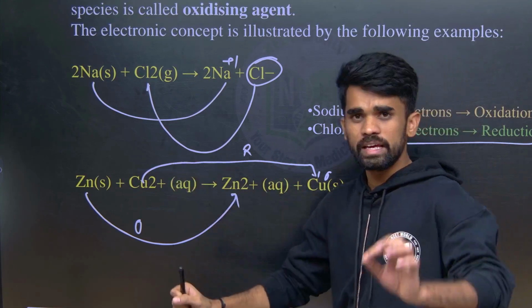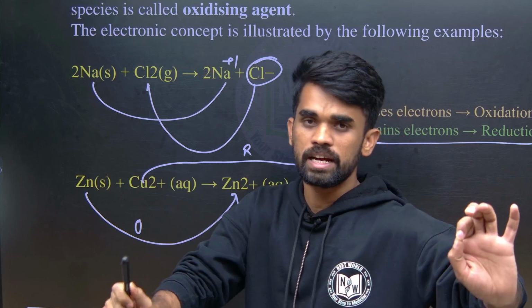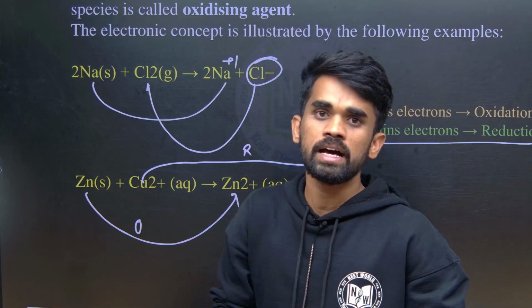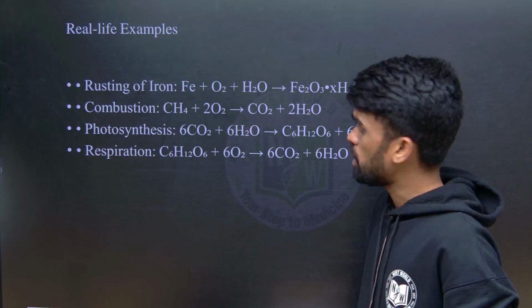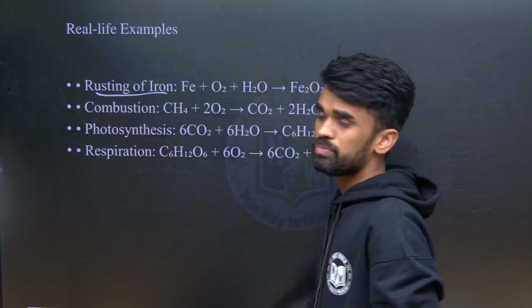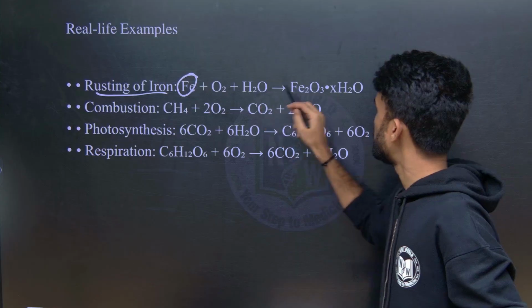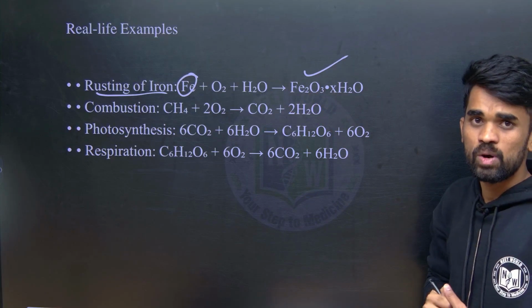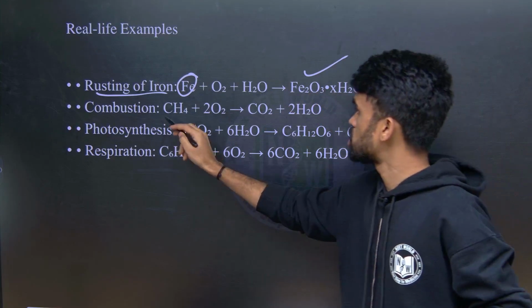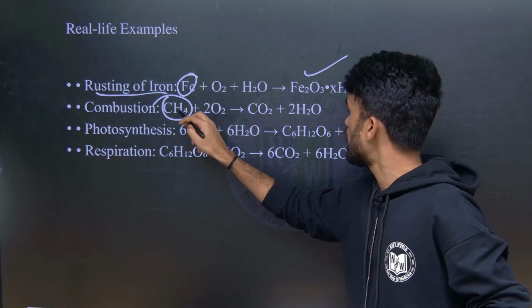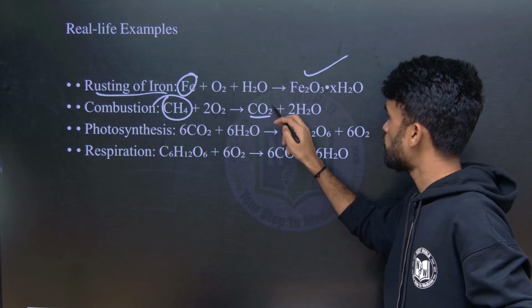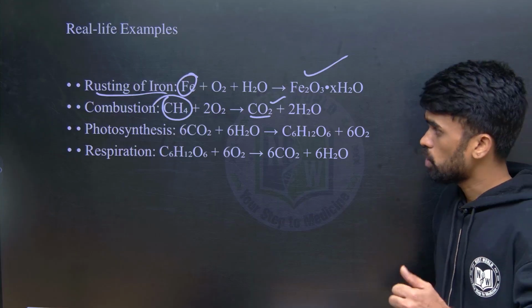Okay, so now in a reaction, if both oxidation and reduction are taking place, we can say it is a redox reaction, right? I hope this is also clear. Now what are the real life examples? Rusting of iron is what? See, iron is converting into iron oxide. So this is what? Oxidation process. Combustion, carbon here, see it is losing hydrogen atoms and gaining oxygen. So gain of oxygen, what? Oxidation. I hope these are clear.